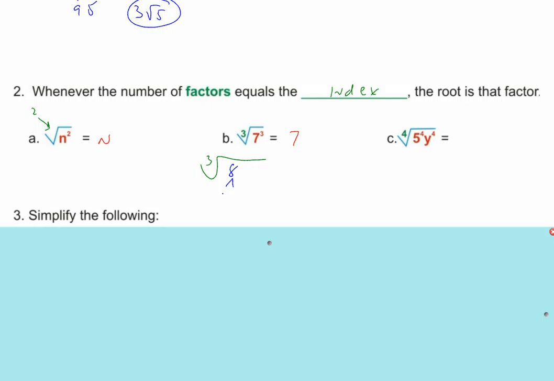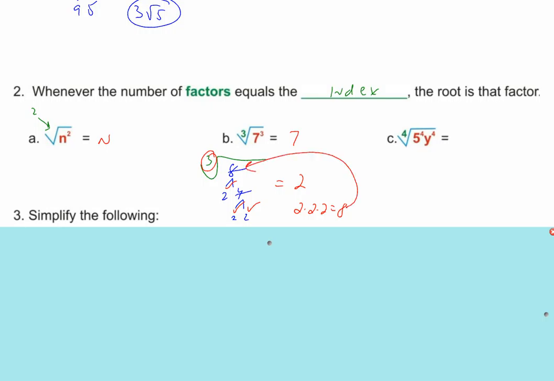And 8 is a 2 times 4, and a 4 is a 2 times 2. I have 1 2, 2 2s, 3 2s. I have as many 2s as the index. Therefore, the cube root is the number 2. Why? Because a 2 times 2 times 2 is the 8, the radicand.